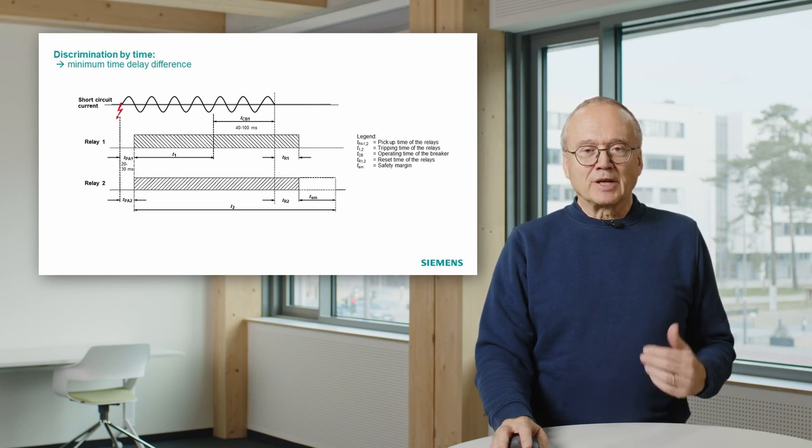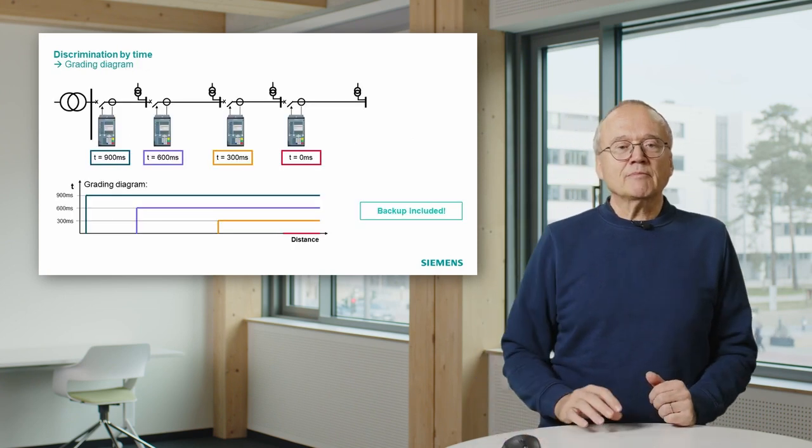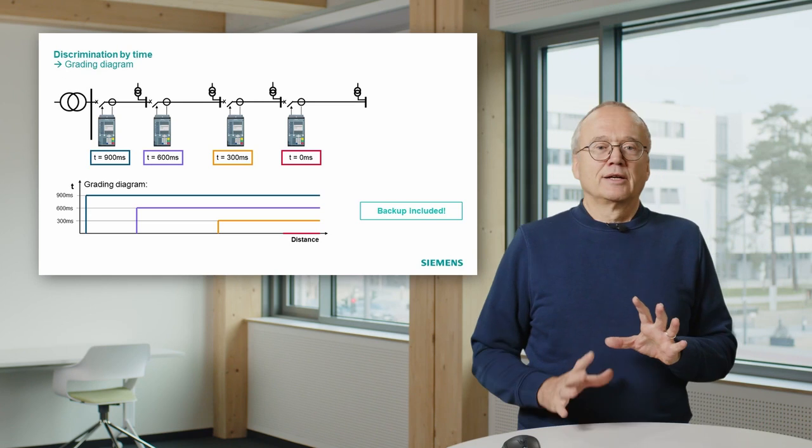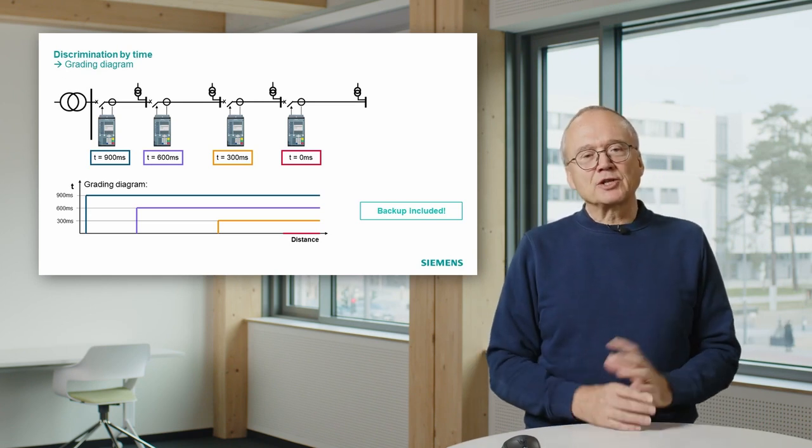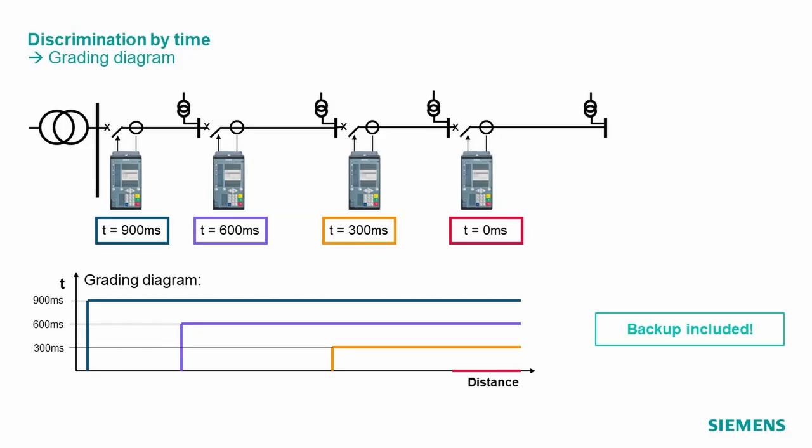Okay, that was the difference in timing. You can display this arrangement of different timer settings in this so-called grading diagram. You see here on the top of the slide again our arrangement we had with the different timer settings. And in the lower part I show the so-called grading diagram. It shows the tripping time we will have depending on the location. That means from left to right you see the distance from the infeeding substation.